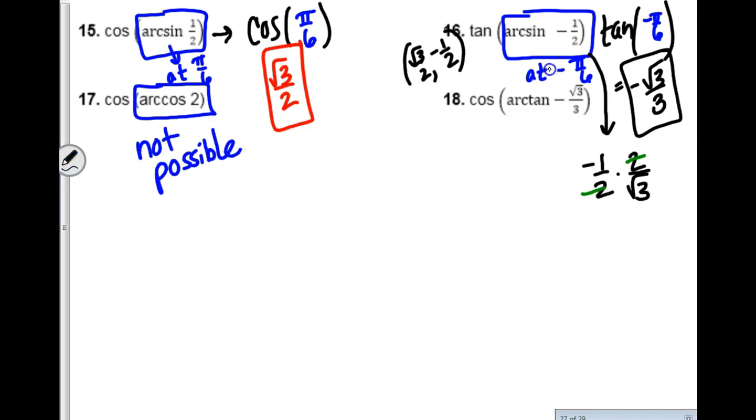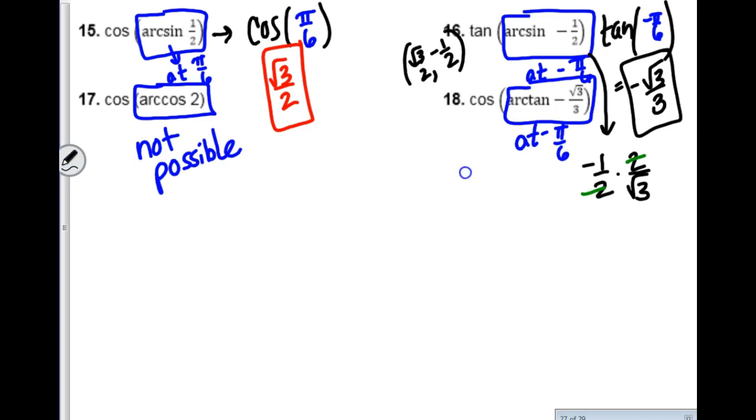All right. Number 18, start on the inside. Now careful, we're arctan this time. Make sure you're looking in the proper quadrants. You're only allowed to look from -pi/2 to pi/2. So I think we just found this. Where was the tangent ratio a -√3/3? That was at -pi/6, yeah.